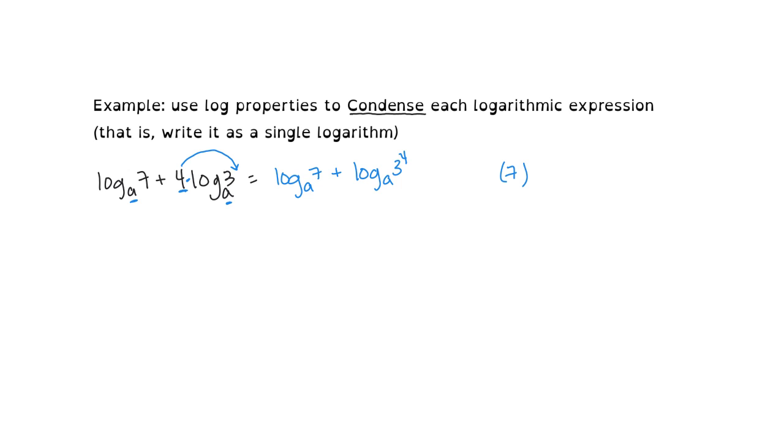And so a hint here, when you're condensing, you actually always want to start with that property if possible. It's like order of operations, right? You always do exponents first.